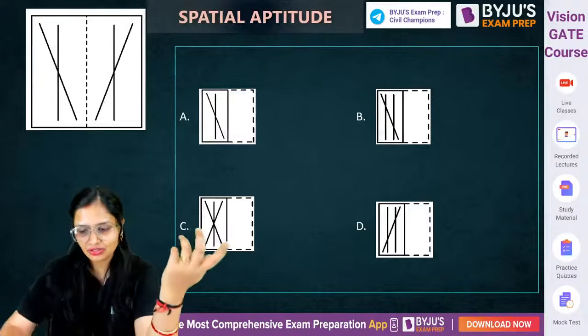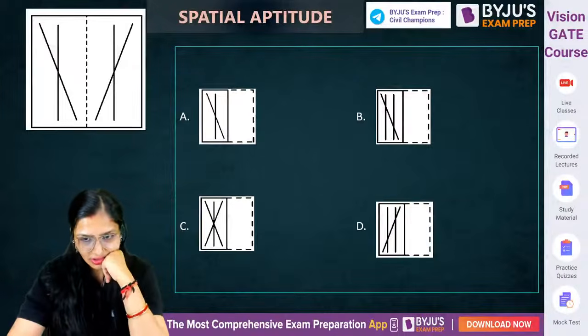You're saying for the previous one or this one? 15th. 15C.